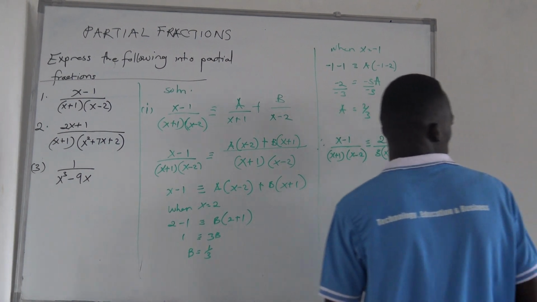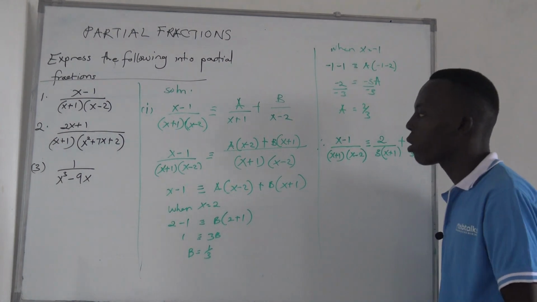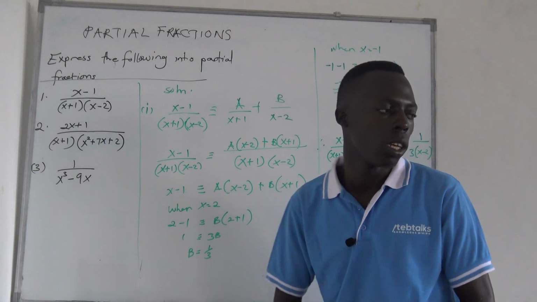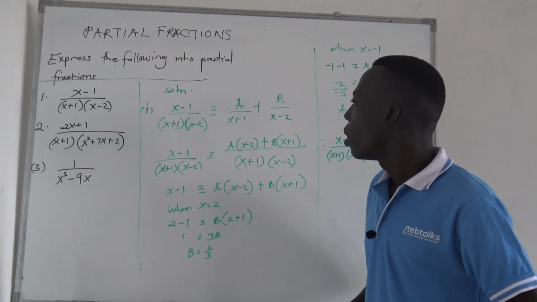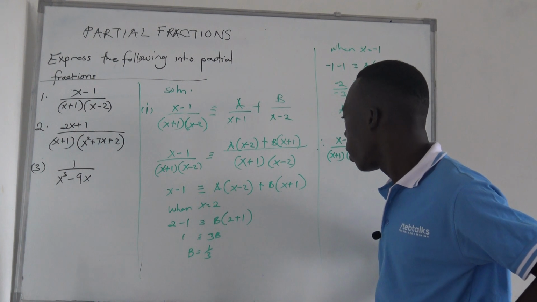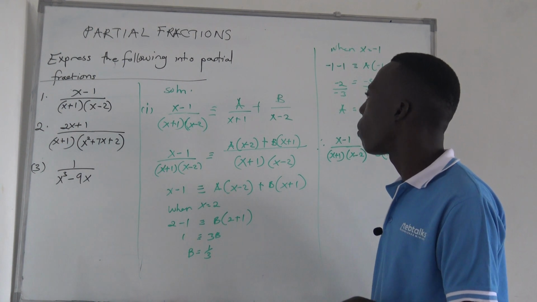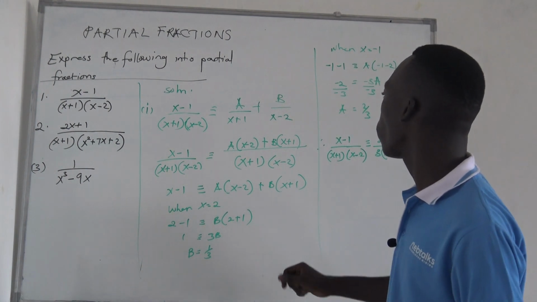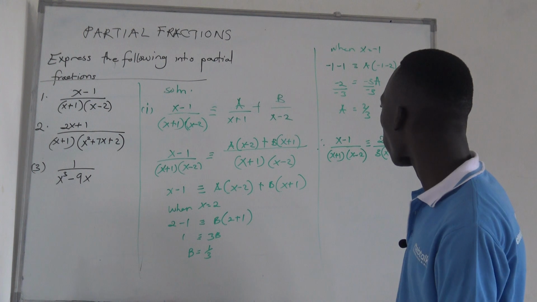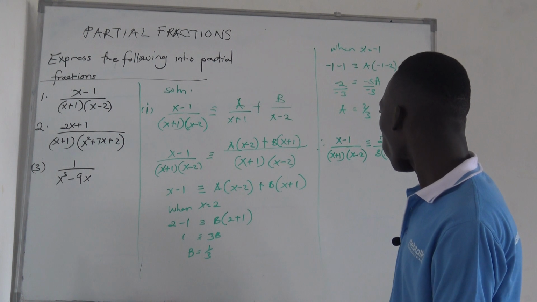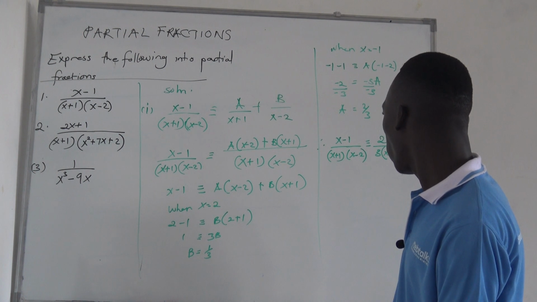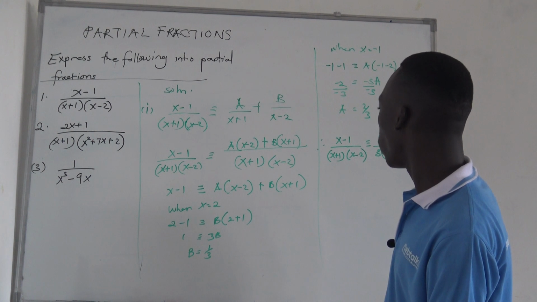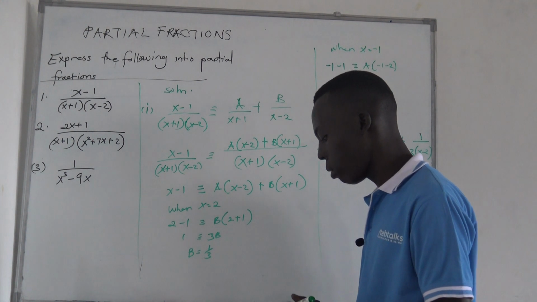So after finishing that one, we have finished expressing the function in terms of x, and it is into a partial fraction. So this is what we call partial fraction of this. I think that is what we have to do on that one.